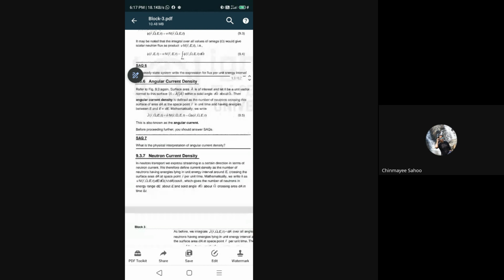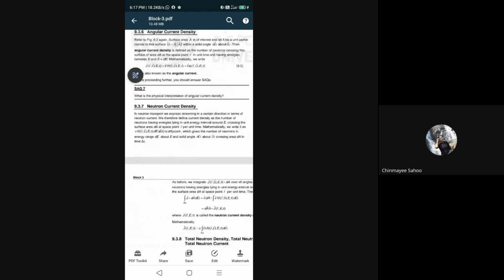The neutron current density. In neutron transport we express streaming in a certain direction in terms of neutrons. So we can define current density as the number of neutrons having energies lying in unit energy interval around E, crossing the surface area dA at space point r per unit time. So mathematically we can write it as V multiplied by N d omega cos theta. So this gives the number of neutrons in energy range dE about E and solid angle d omega about omega crossing area dA in time delta t.